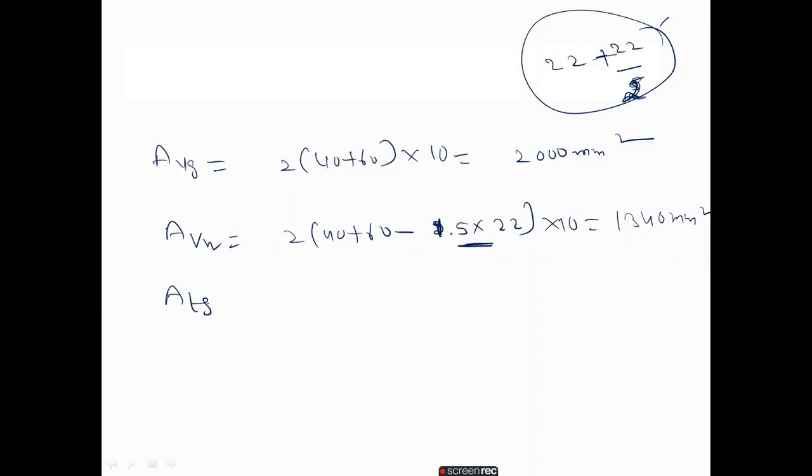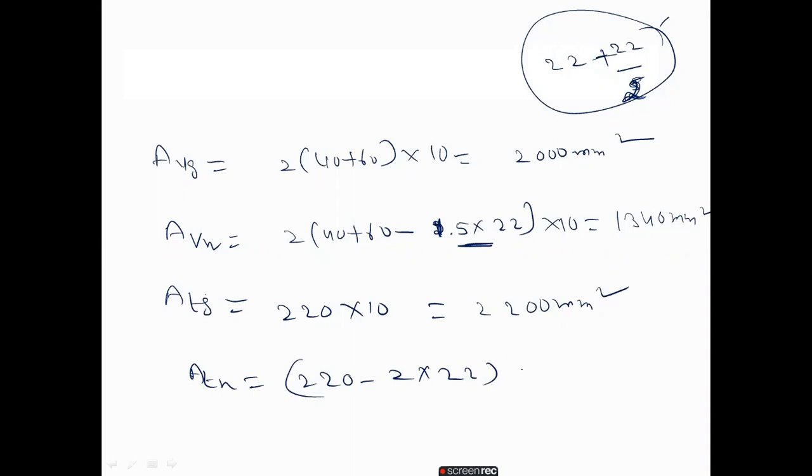Same like that, Atg is 220 into 10, the gross area in the tension. In the previous 2 or 3 lectures, we discussed clearly how we will get Atg and Avn exactly, so please go through those for clear understanding. Also here Atn equals 220 minus 2 into 22, multiplied with the thickness. You will get the answer 1760 mm square. Now substitute in the formula.